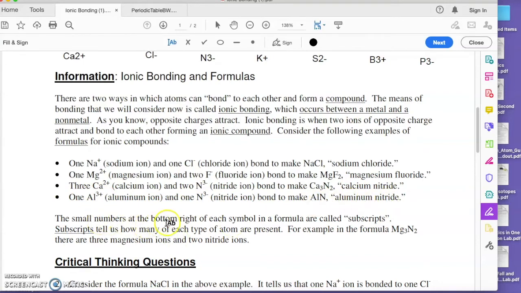So the small numbers to the bottom right of the formula are called subscripts. Subscripts tell us exactly how many of each type of atom are present. For example, in the formula Mg3N2, there are 3 magnesium ions and 2 nitride ions.